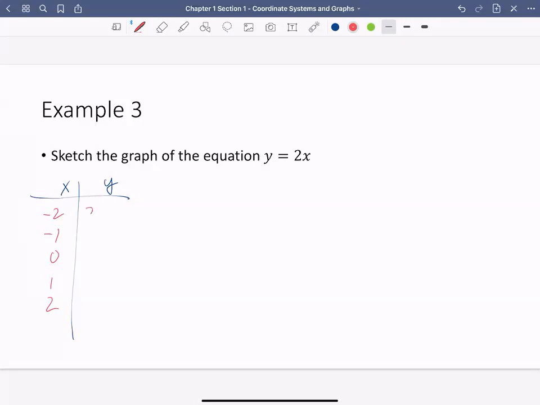So I say 2 times -2, that equals -4. So this point that I'm going to be graphing is the point -2, -4. Next, now I have 2 times -1. That equals -2. So the point that I'm graphing here is -1, -2.